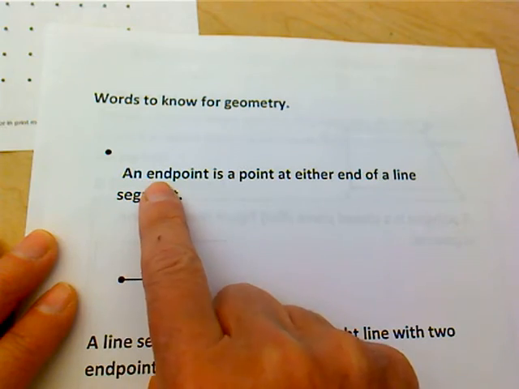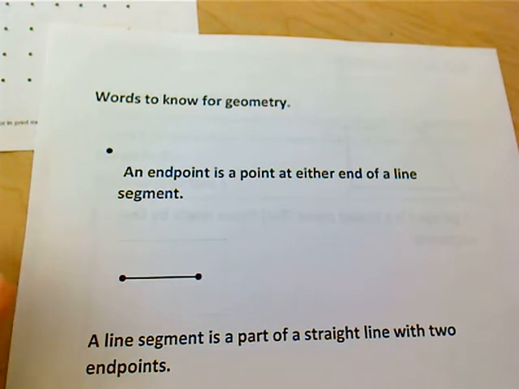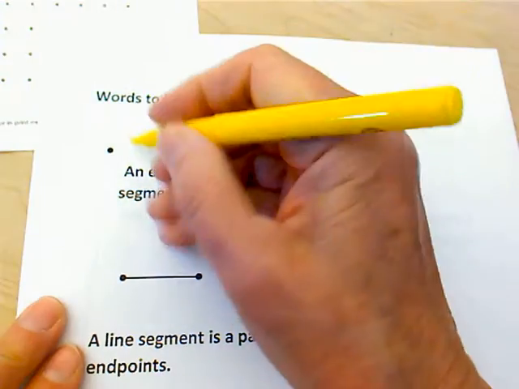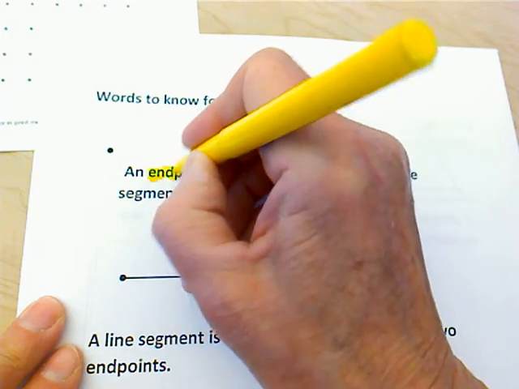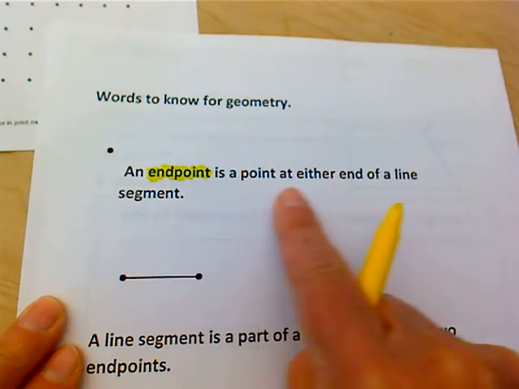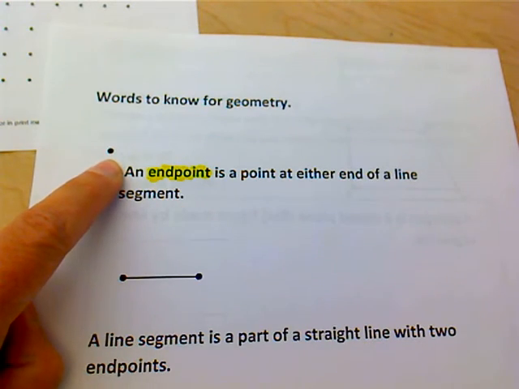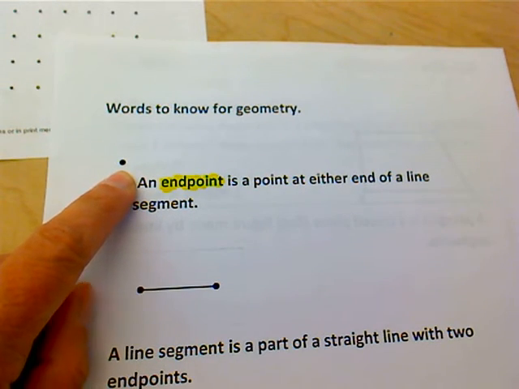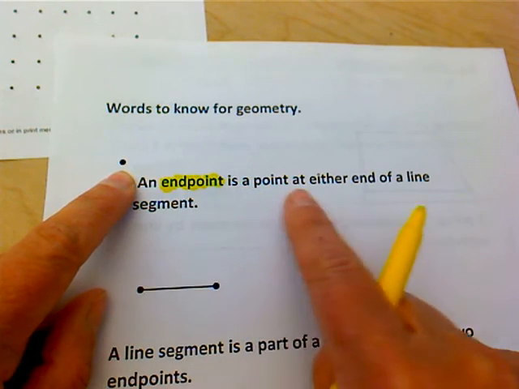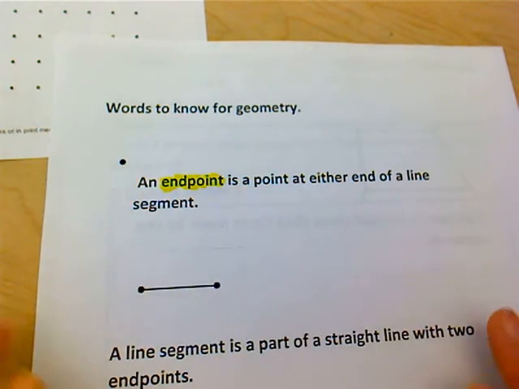The first thing you need to know is what an endpoint is. Okay, so an endpoint, I'm going to just highlight that word. An endpoint is a point at either end of a line segment, and it looks just like a little period or a little dot. Okay, so an endpoint is a point at either end of a line segment.